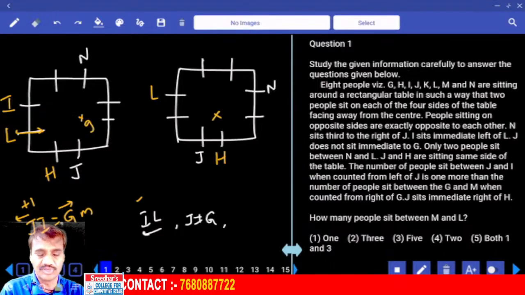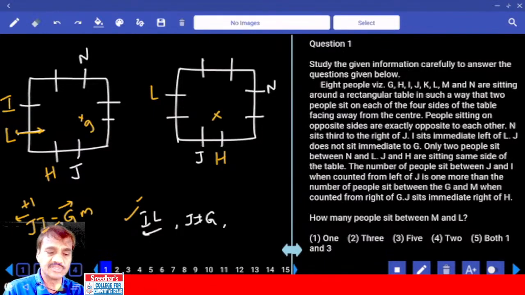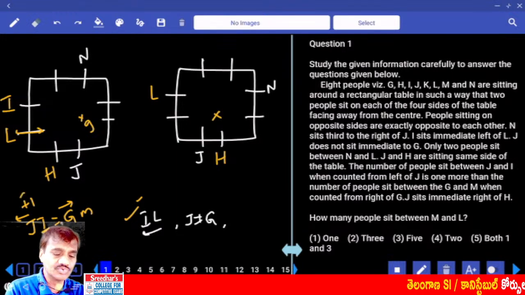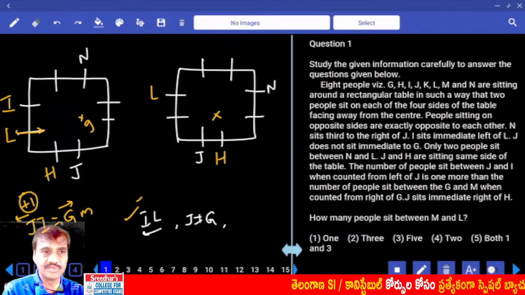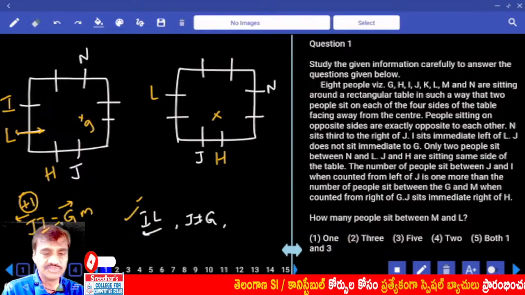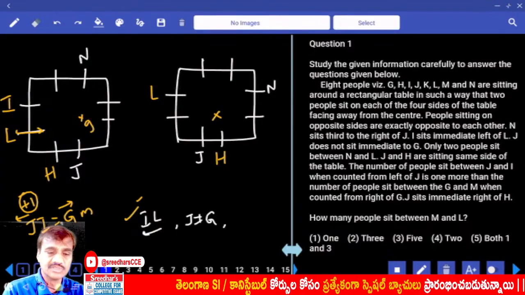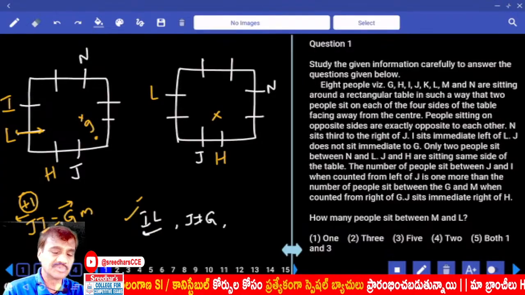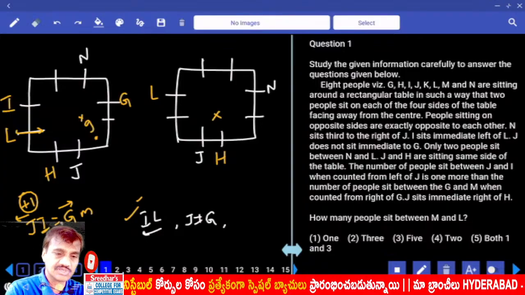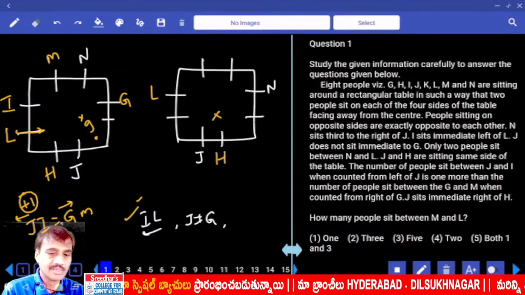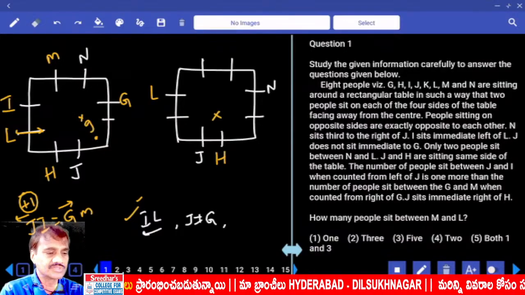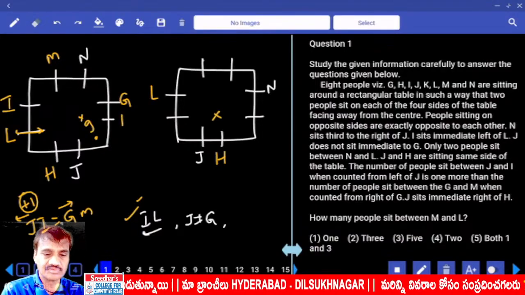Then what is the possibility we have? I and L we have done. J and I, how many people are in between J and I? There are 2 people from the left hand side of J. Now this 2 is 1 more than whom? 1 more than 1. That means in between G and M, there must be exactly 1 person. G cannot be at this place, and at the same time the right hand side of G is here, so M must be here. Now if M is here, tell me who is the person left over? Yes, K is the person left over.